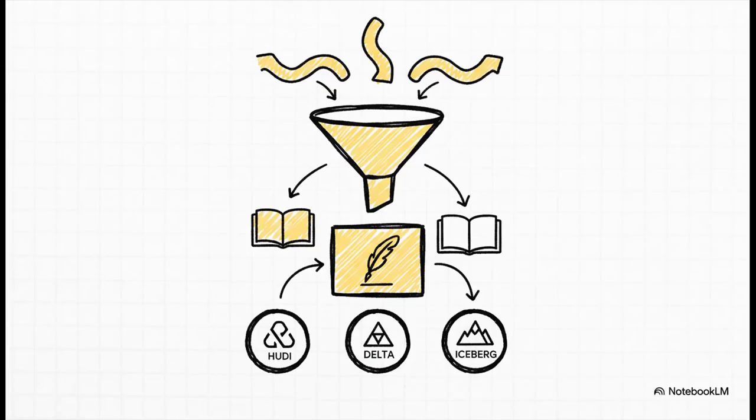So, the ultimate takeaway here is this. The modern data strategy isn't about picking one winner to rule them all. No, it's about choosing the best primary format for your most critical write workloads and then using amazing interoperability tools like Xtable to enable multi-format read access for everybody else.